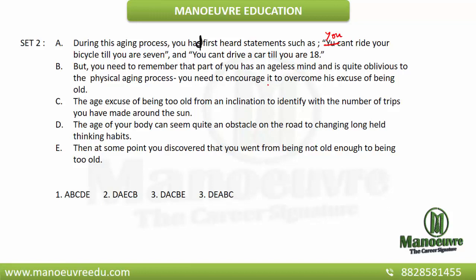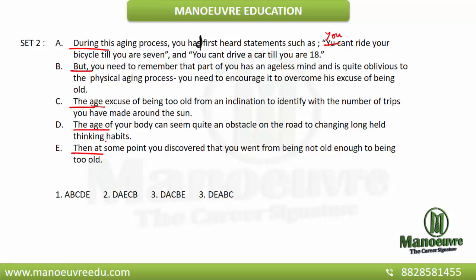Statement C says, the age excuse of being too old from an inclination to identify with the number of trips you have made around the sun. Statement D, the age of your body can seem quite an obstacle on the road to changing long-held thinking habits. Statement E, then at some point you discovered that you went from being not old enough to being too old. So here, let us again look at the first words of all the statements: during, but, the age, again, then.